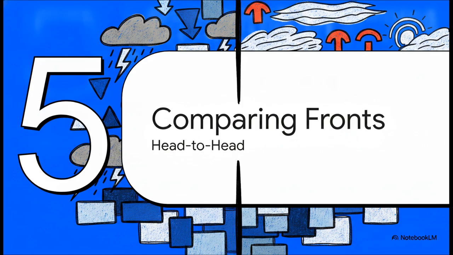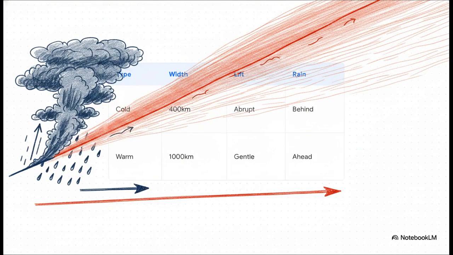All right, let's tie all these foundational blocks together in Section 5, comparing weather fronts head to head. And this brilliantly illustrates the extreme differences we've been unpacking today. When you put them side by side like this, the contrast is staggering. It's almost like analyzing two vastly different heavyweight fighters. On one side, you've got the cold front. It's a compact 400-kilometer footprint that delivers an abrupt, violent vertical punch. That creates towering storm clouds, with all the heavy rainfall trailing right behind its leading edge.